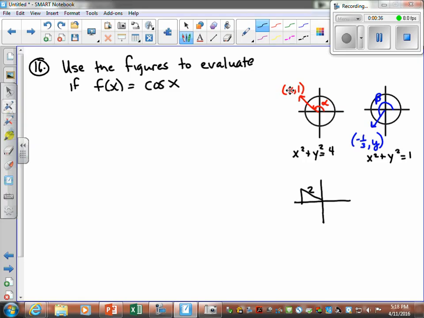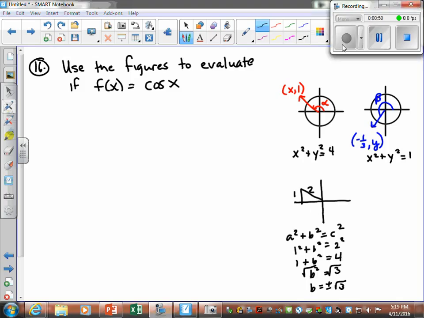This is the x value. This is the y value. That means our y value is 1. How will we find our missing value here? Good, Pythagorean theorem. So I want you to pause it for a second and find the missing side. Okay, so b is going to be plus or minus the square root of 3, but since we're going to the left, we know we have negative.